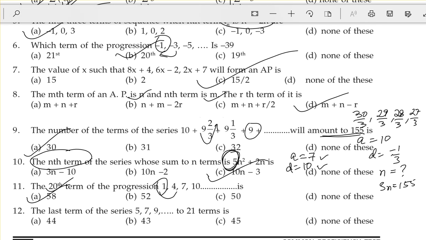The last term of the series 5, 7, 9 to 21 terms. We can count it on fingers also: 5, 7, 9, 11, 13, 15, 17, 19, 21, 23, 25, 27, 29, 31, 33, 35, 37, 39, 41, 43, 45. So 45 is the correct answer.